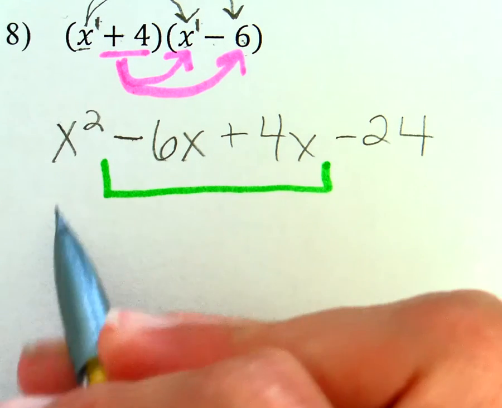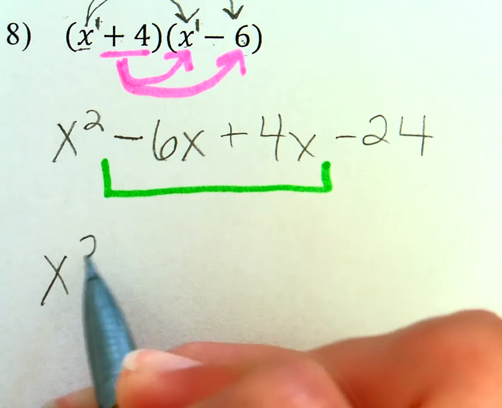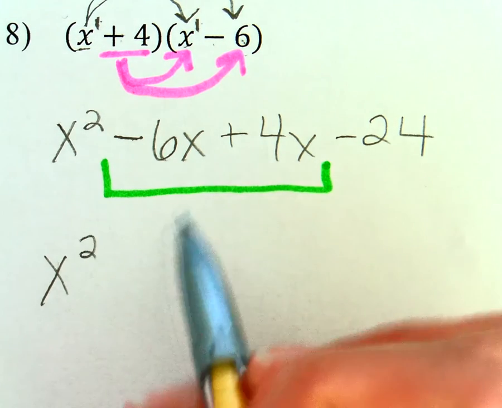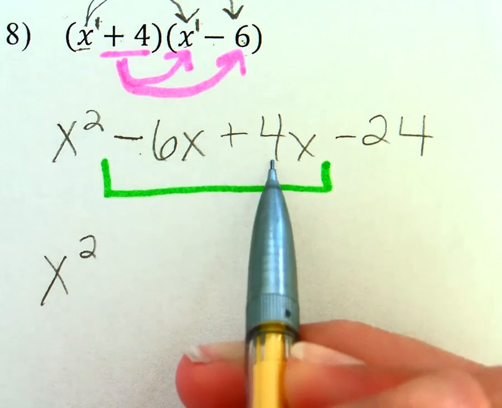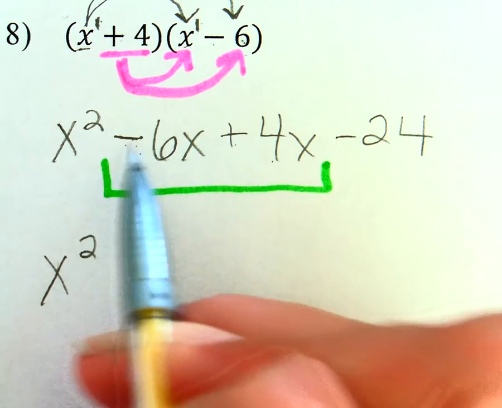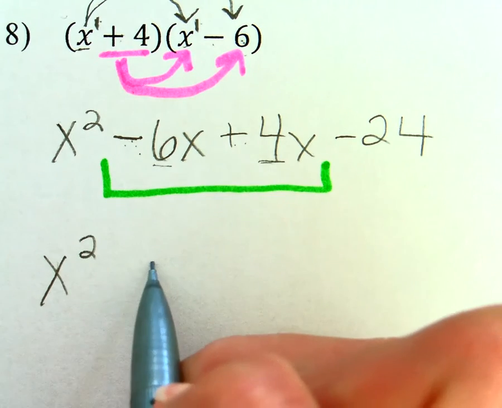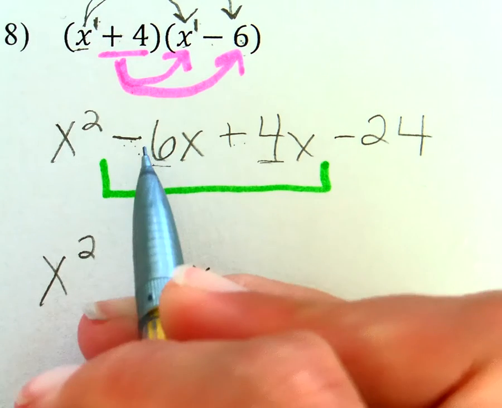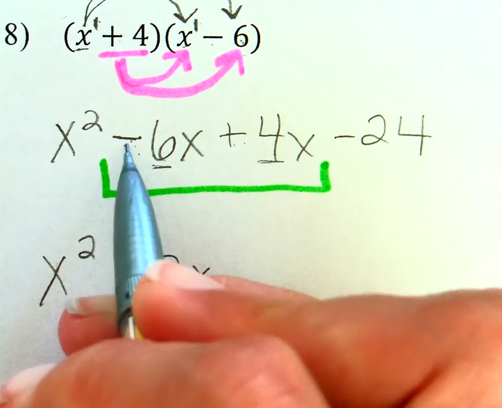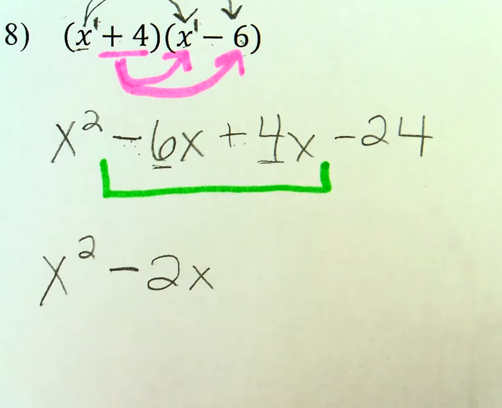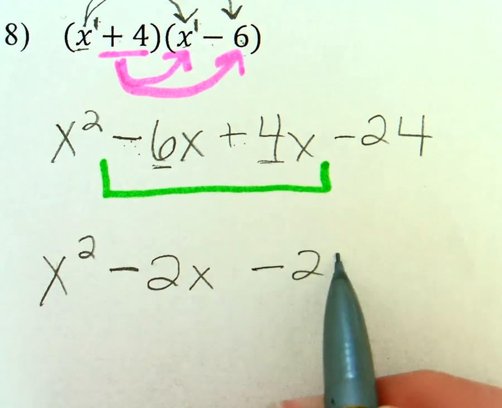Okay, then I'll bring all my work down. There's nothing to combine x squared with. I have this negative 6x and a positive 4x, different signs, so I know I want to subtract the coefficients. 6 minus 4 is 2. Keep the sign of the larger. 6 is larger than 4. It's negative, so it's a negative 2x. And then minus 24 stays the same.